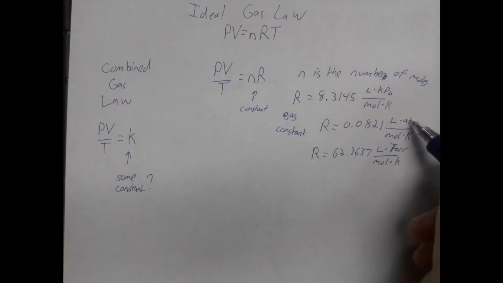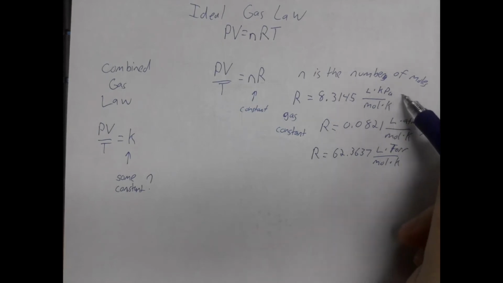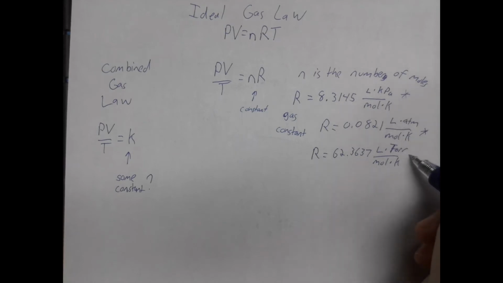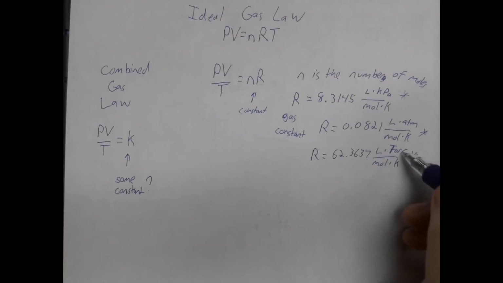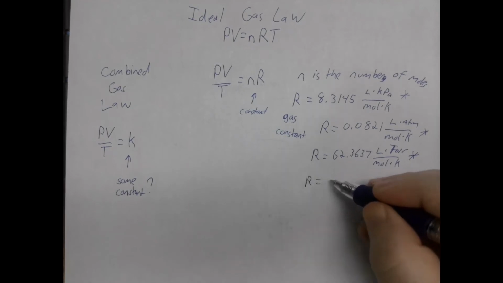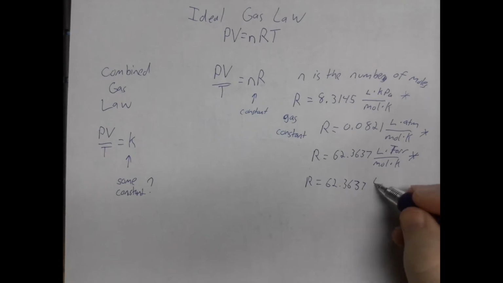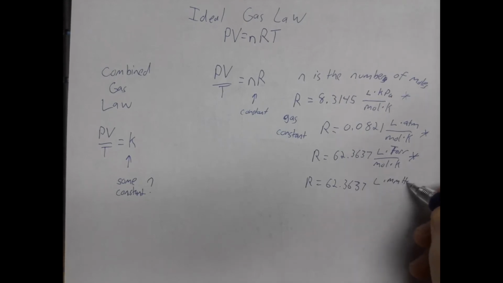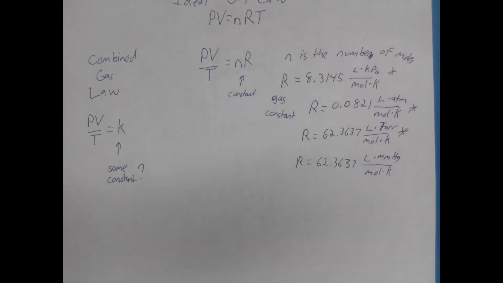So if your pressure is in atmospheres, you use this. If your pressure is in kilopascals, you use this. And if your pressure is in torr, or what's another name for torr? Millimeters mercury. So R is equal to 62.3637 liters times millimeters mercury per mole Kelvin. You could use either one of these.